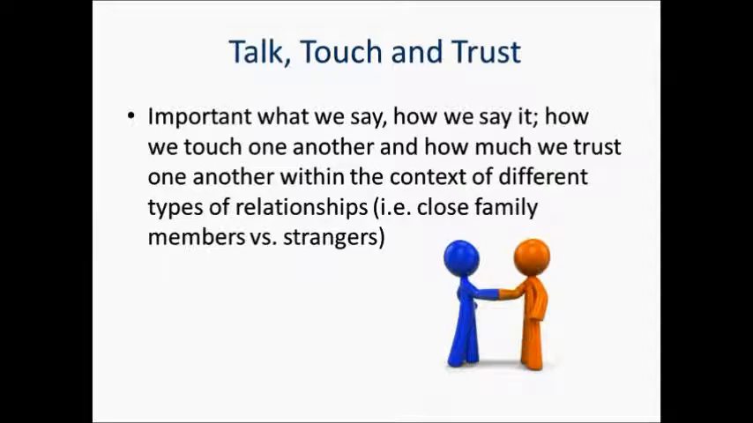Talk, touch, and trust. It is important what we say and how we say it, how we touch one another, and how much we trust one another within the context of different types of relationships. Example: close family member versus a stranger.